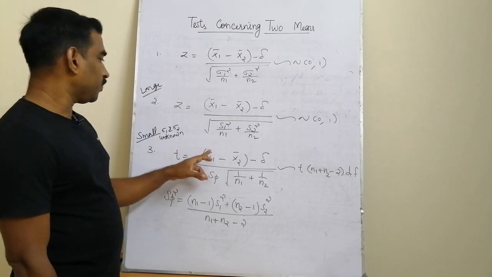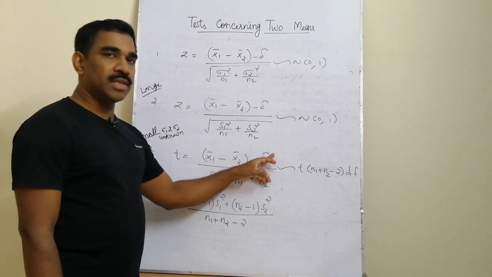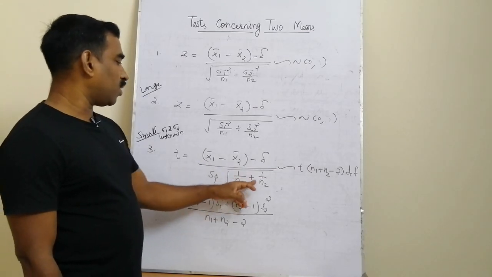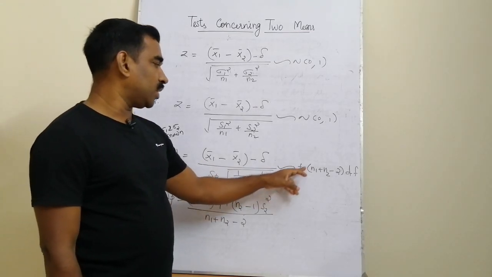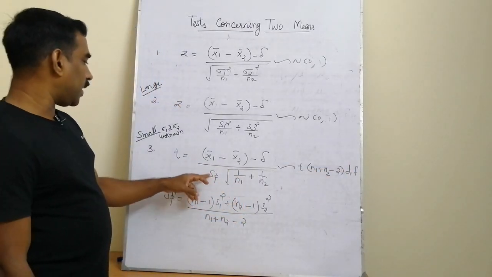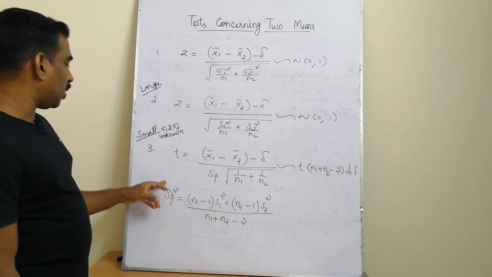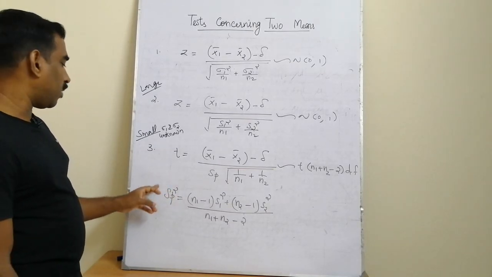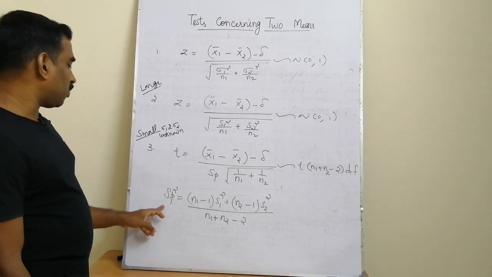The test statistic is defined as t is equal to x1 bar minus x2 bar minus delta divided by sp into square root of 1 by n1 plus 1 by n2, that follows t distribution with n1 plus n2 minus 2 degrees of freedom, where sp is computed from the pooled sample variance. That means we are mixing together both the samples and computing the sample variance by this formula.